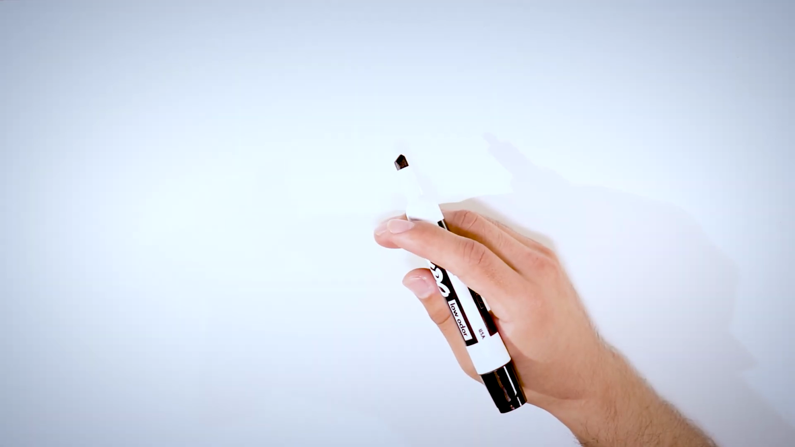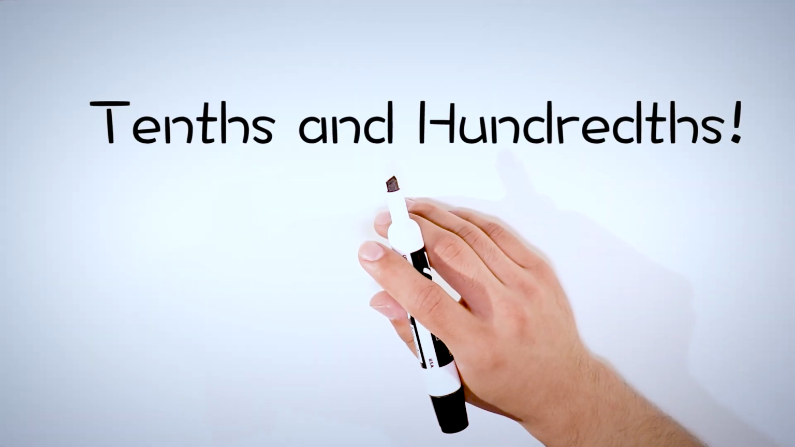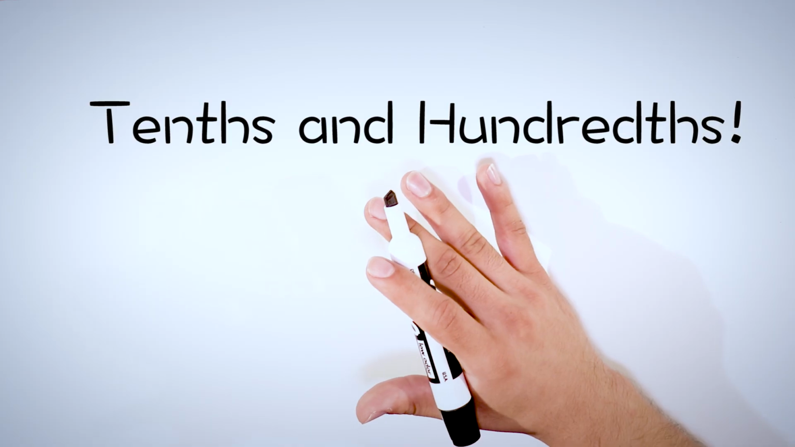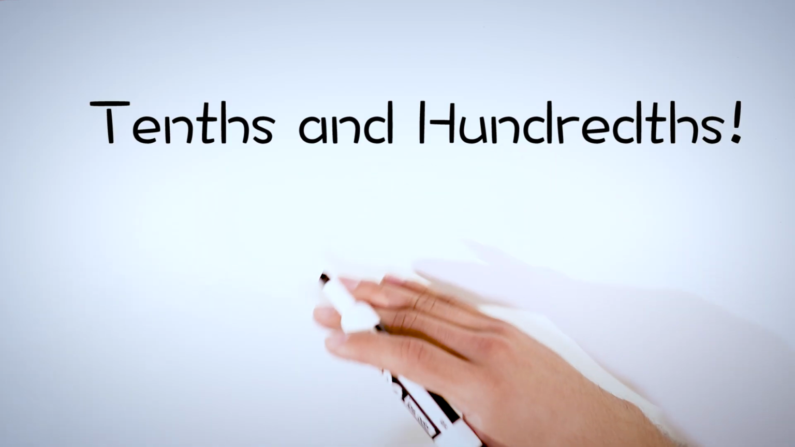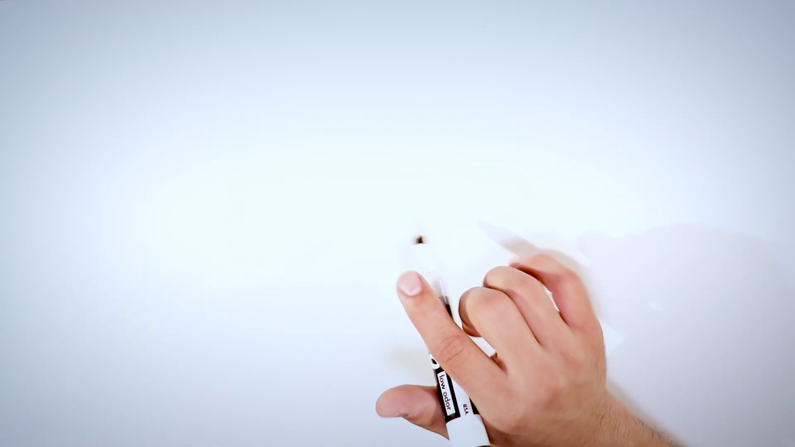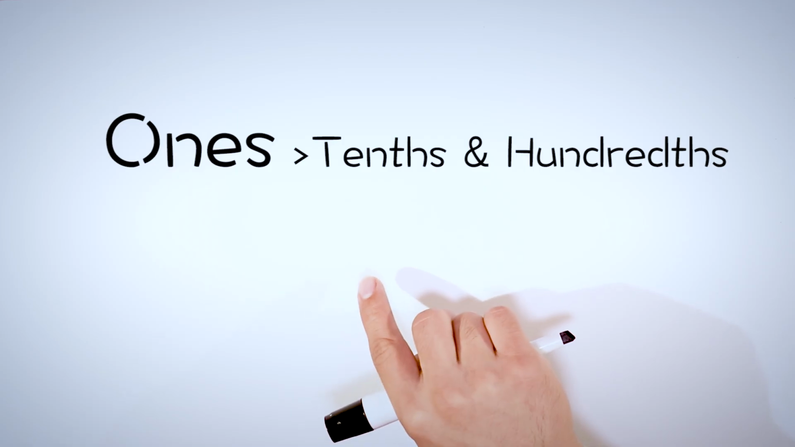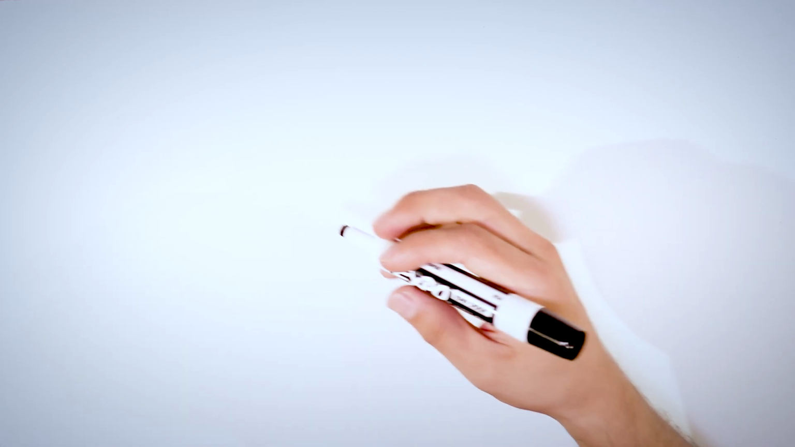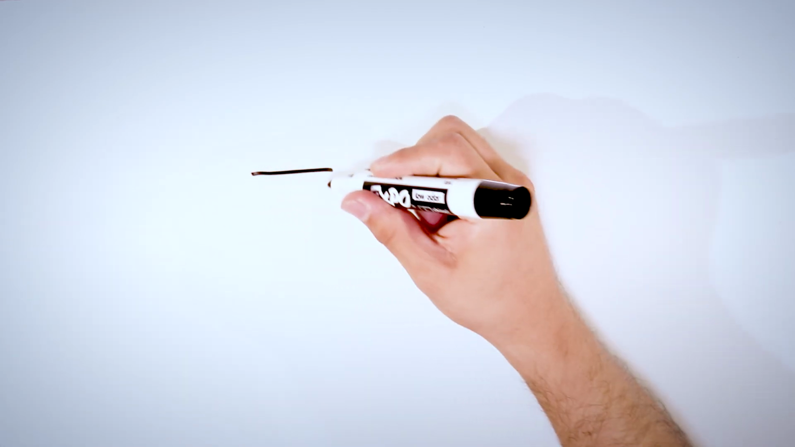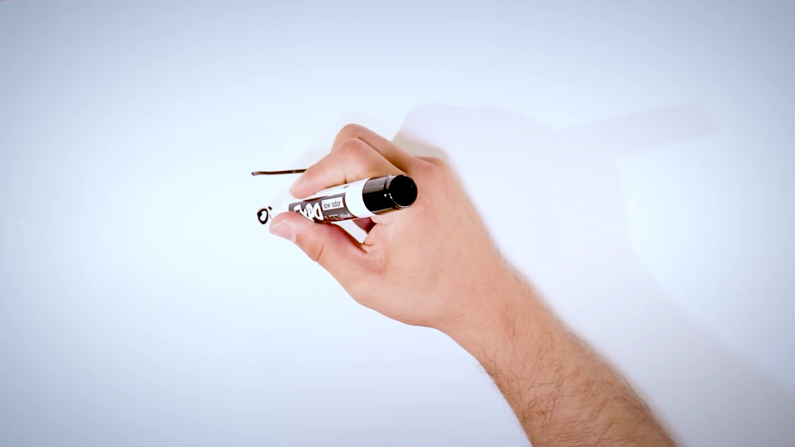Welcome guys, in this video we will learn about two new places on our place value chart. Now these two places are different than all the other places we already know from the third grade because these places are less than the ones place. So on a place value chart, these are located to the right of the ones place.